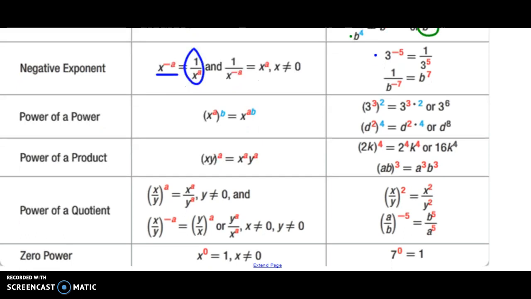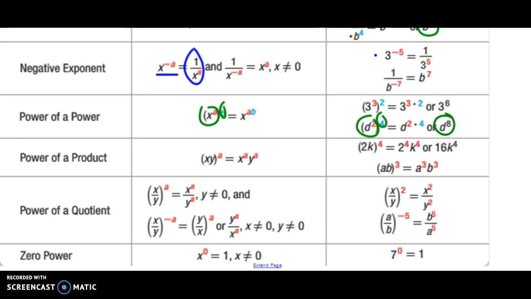Power of a power, this one's a little bit different. This one's going to get tricky when we start multiplying, but a power to a power is this: x to the a power to the b power, and you multiply the exponents together. So d to the 2nd to the 4th is going to be d to the 2 times 4, which is d to the 8th.